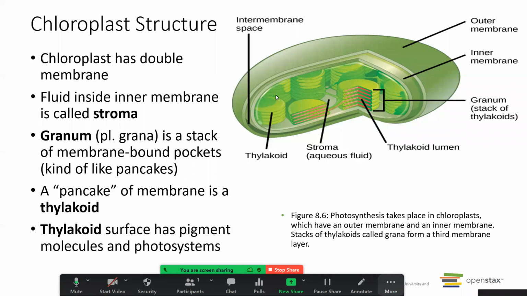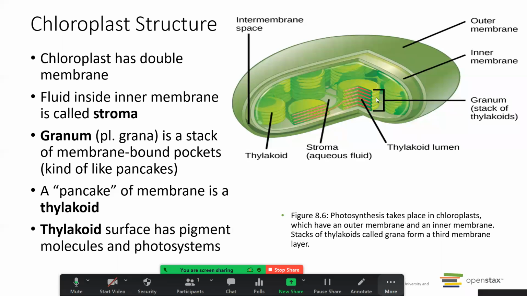Inside that double membrane, inside the inner membrane, there is a fluid, mostly water with enzymes and ions and other things in it. That aqueous fluid is called the stroma. Now, make sure that you put that R in that word, stroma. Stoma means mouth. Stroma is the fluid inside the chloroplast. Okay, so two very different words.